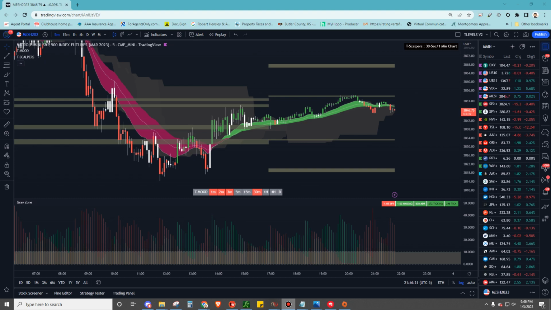We're going to go over this T-Scalpers setup that I've been really liking lately, and I'm going to tell you the reasons why I like it, and hopefully it helps you.